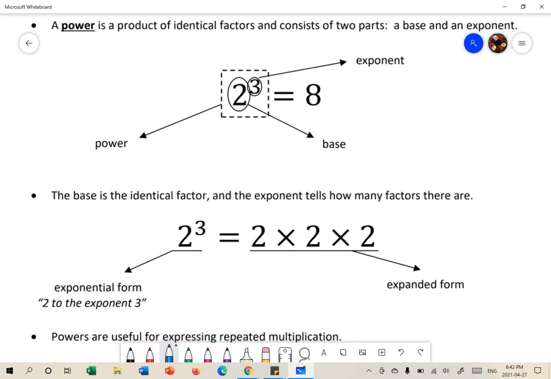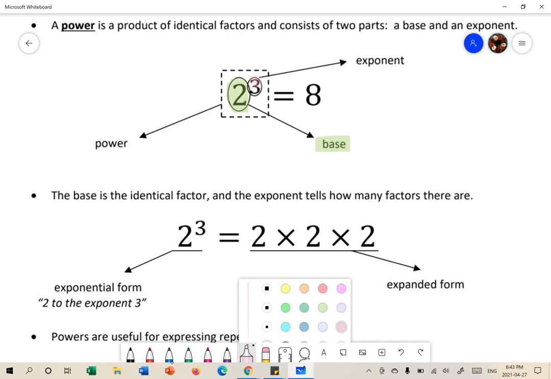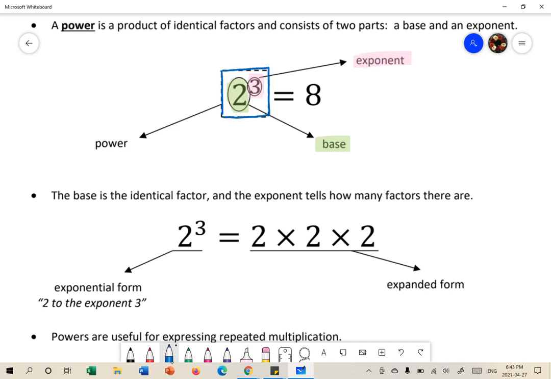A power is a product of identical factors and consists of two parts, a base and an exponent. In this example, the 2 is the base. It's the big number. The little number in the top right-hand corner is called an exponent. Combined, the base and the exponent we call a power. The base is the identical factor, and the exponent tells us how many factors there are.